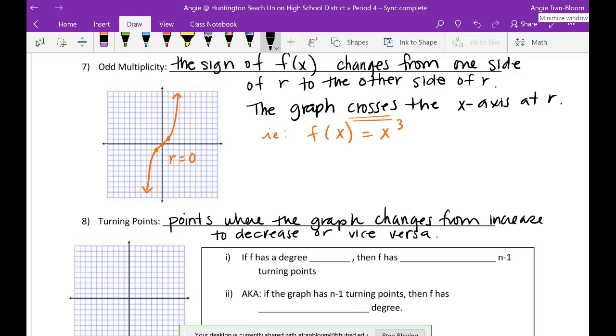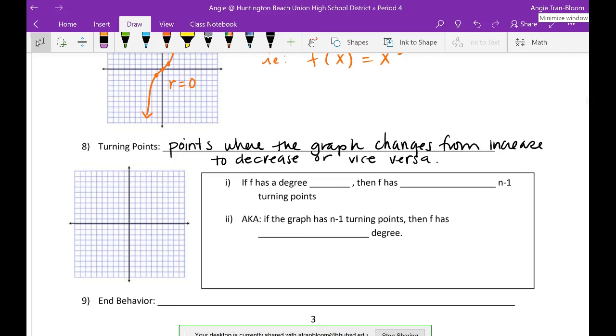Okay, so where it changes from increase to decrease. I'm just going to make up a graph really quick. Make a point at negative 3, 0, just from a random point.